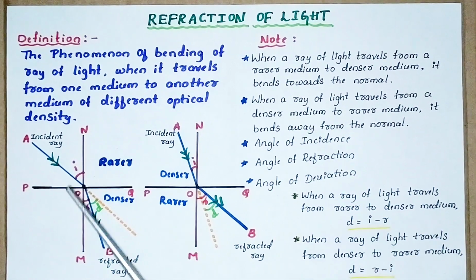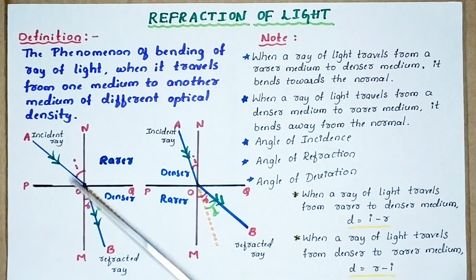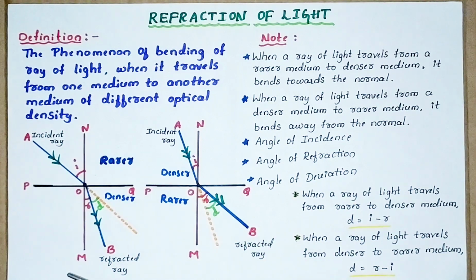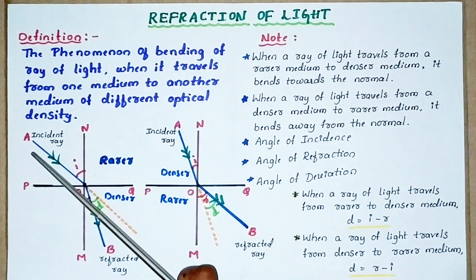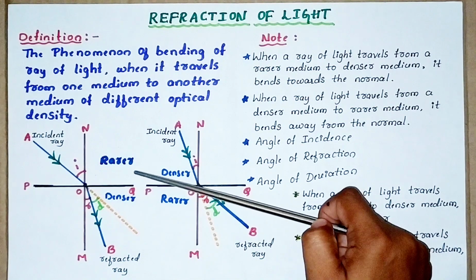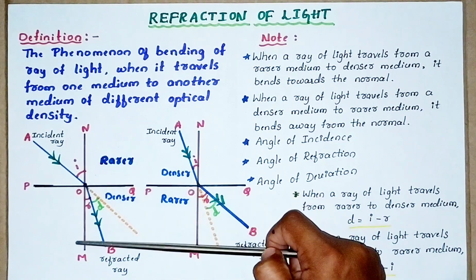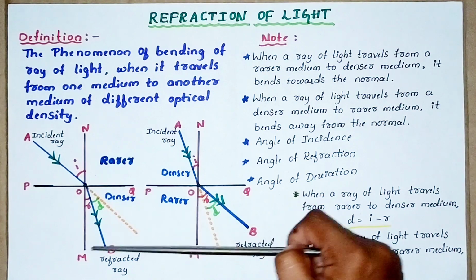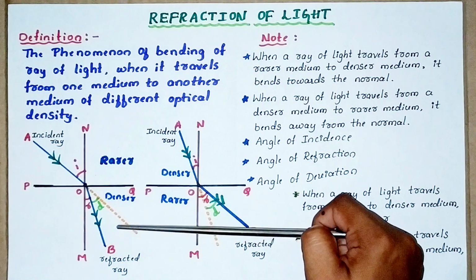Now you can observe the first ray diagram. PQ is the interface, NM is the normal. So what is this AO? This straight line AO indicates the incident ray. So this ray of light is in which medium? It is initially traveling in the rarer medium. Now it is traveling from rarer to denser. It is entering another medium, that is the denser medium, from lower density medium to higher density medium.